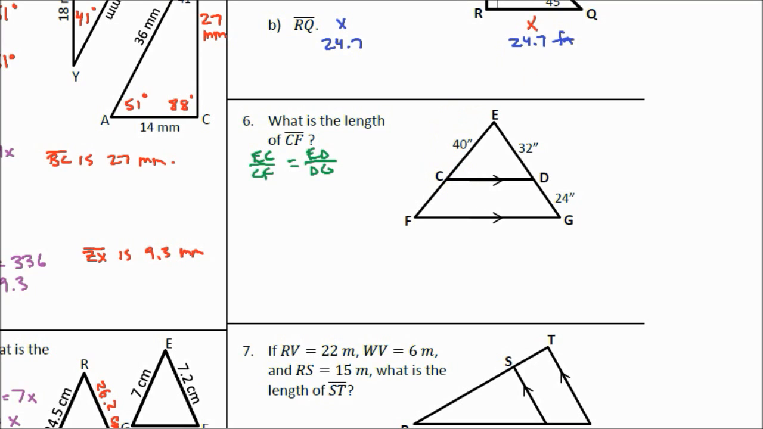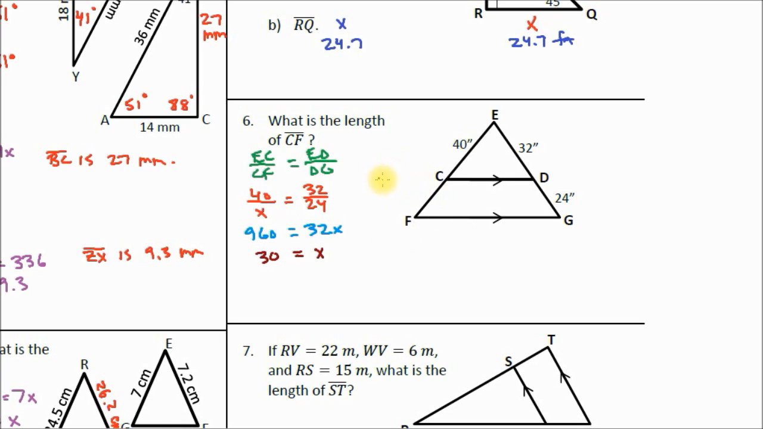So let's go ahead and plug in what we know. EC is 40, CF is our unknown, ED is 32, DG is 24. Let's go ahead and do some cross multiplication. 40 times 24 is 960. 32 times x is 32x. Divide both sides by 32, and you end up with x equals, looks like it exactly equals 30.